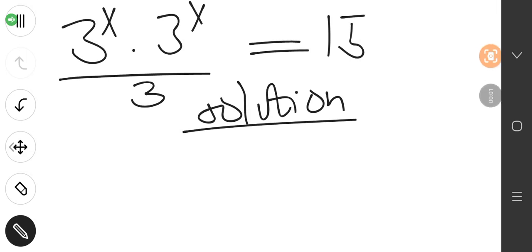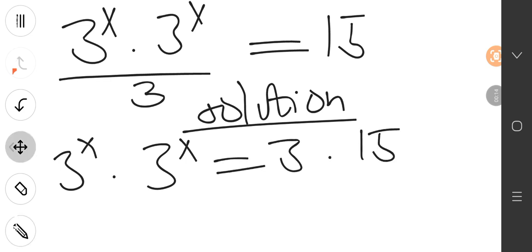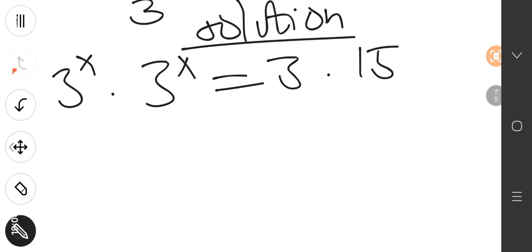3 exponent x times 3 exponent x over 3 equals 15. So we are going to have 3 exponent x times 3 exponent x equals 3 times 15. Now let's apply the first law of indices at the left side of the equation.